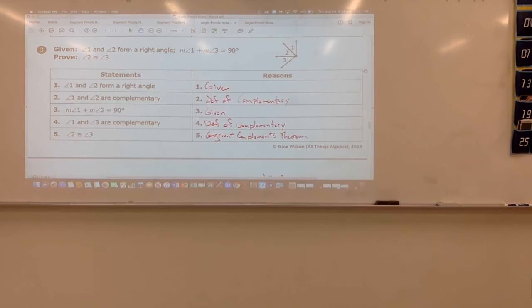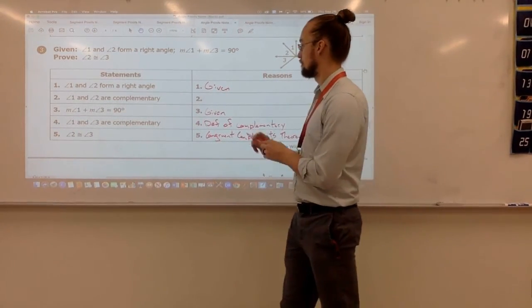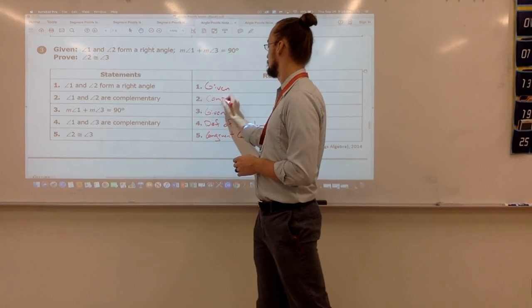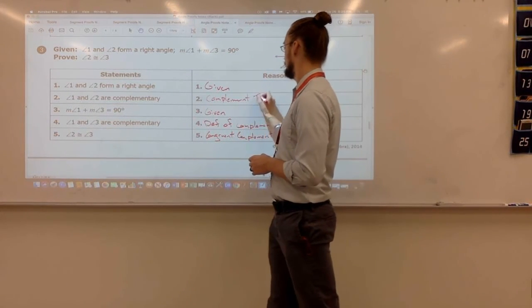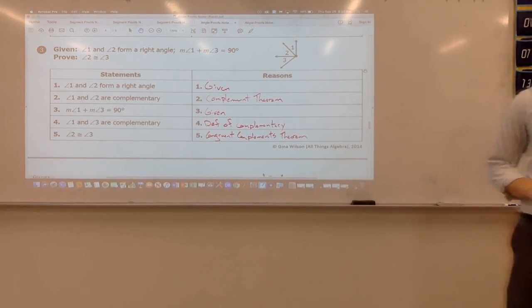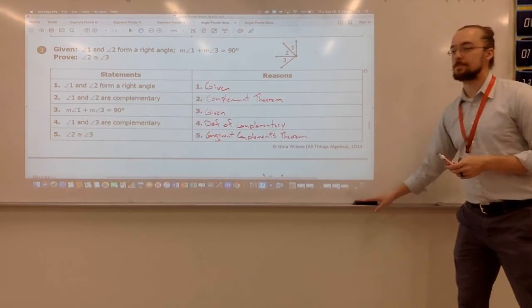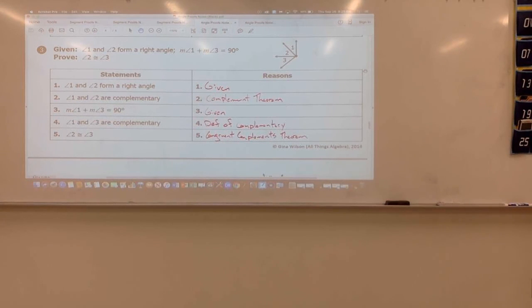For number 2? Yes. Oh yeah, you're right. What is the real answer? Complement theorem. I think it's... You guys are doing so good at this together.